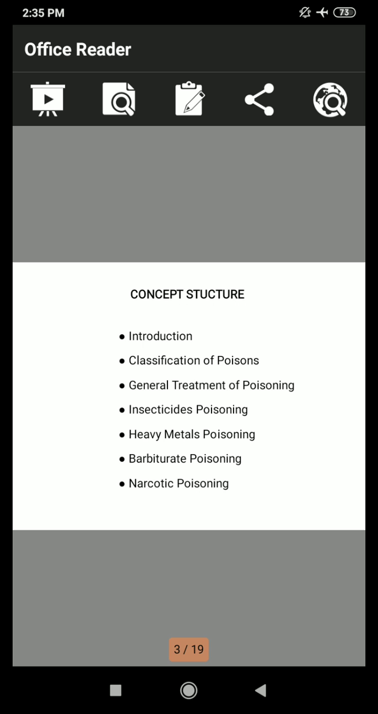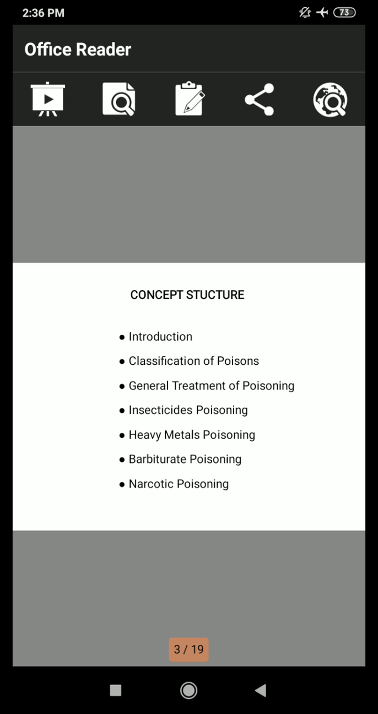Poisons are classified according to their modes of action. Accordingly, poisons are classified into three main groups. First is corrosive, second irritants, third is neurotics. Then irritants again have three parts: inorganic, organic and mechanical.